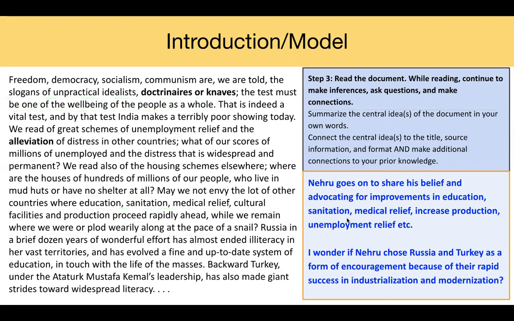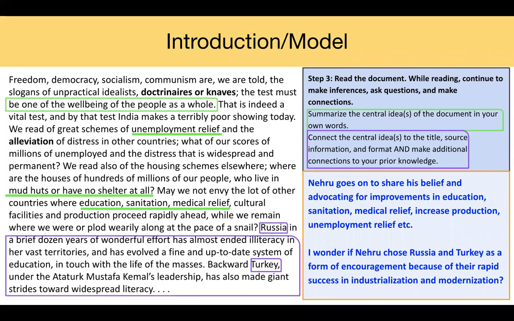So if I was going to put this together, and let's look at our annotations once more, Nehru really does go on to share his belief that we need improvements in education, sanitation, and medicine. We need to help the population and unemployment. All of this has to happen in order to progress and make India better. And I want to put this down, and you may have put something like this down too in your annotations. I really do wonder if he is making that connection so clear between Russia and Turkey because he wants to encourage industrialization and modernization in India as well. So I would definitely write that down in step 3 because it's going to help you really try to make the connection and understand what is being said here.